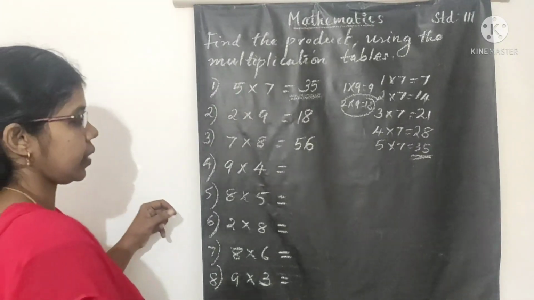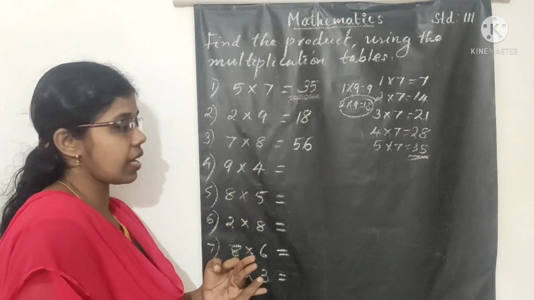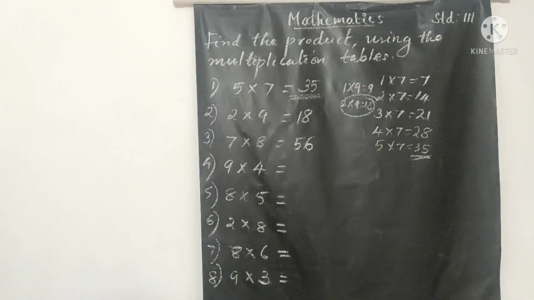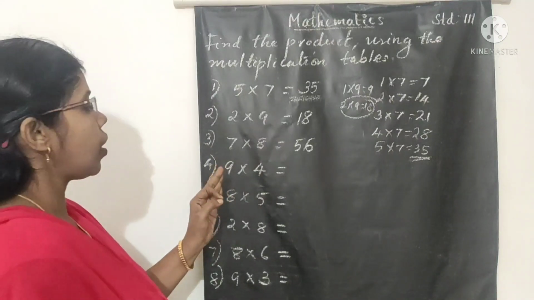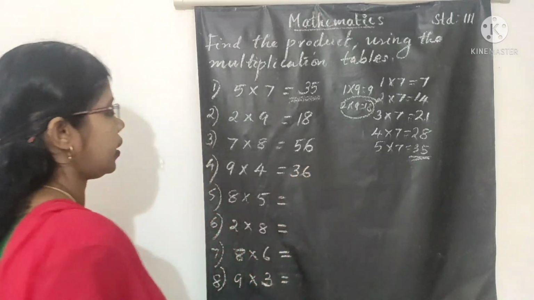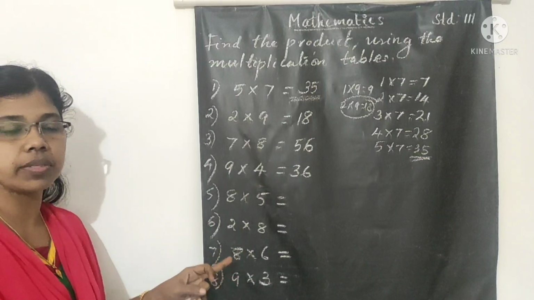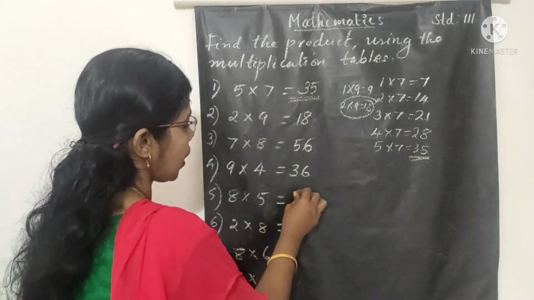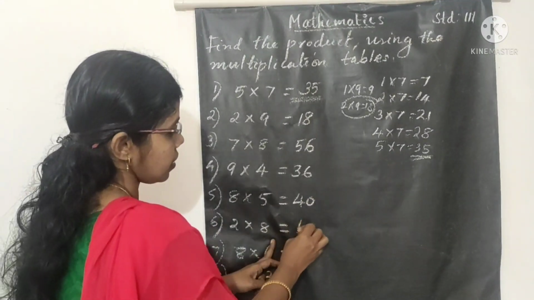9 fours: 1 times 4 is 4, 2 fours are 8, 3 fours are 12, and so on. 9 threes are 27. 9 fours are 36. Okay, then 8 fives are 8 into 5, that means 8 times 5. 8 fives, using the multiplication table of 5, are 40. 2 eights are 16.